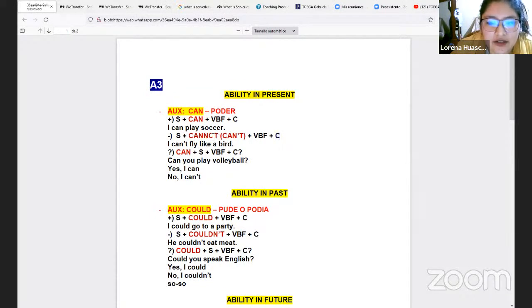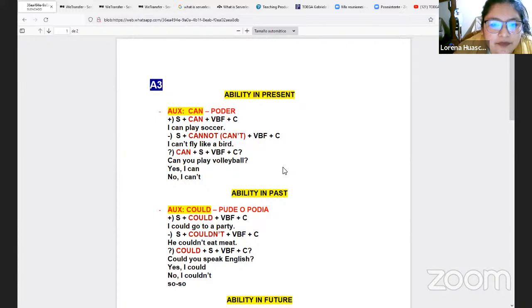And cannot always is going to go in this way. They are not going to be separated. Cannot together, not separated. And in a question, we always start with the auxiliary can, the subject, the verb, and the complement. Can you play volleyball? Yes, I can. No, I can't.